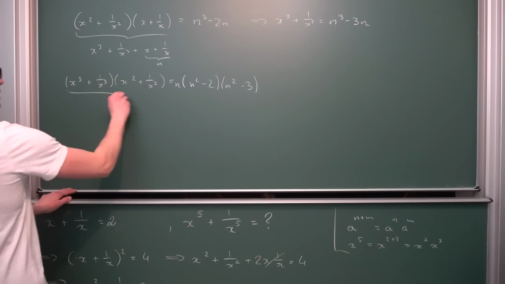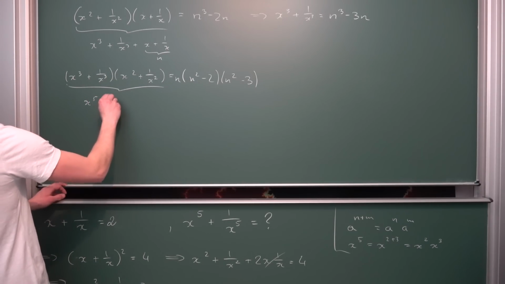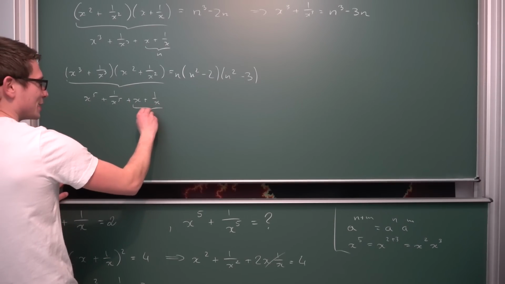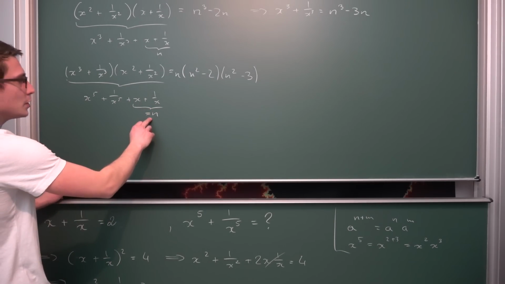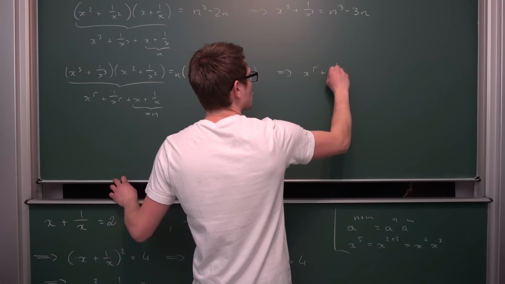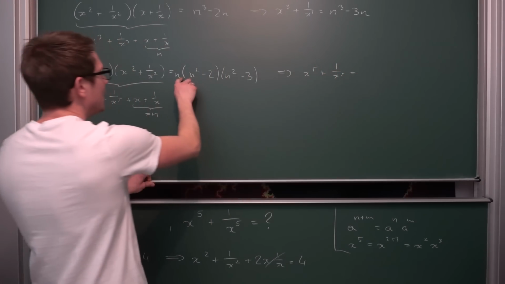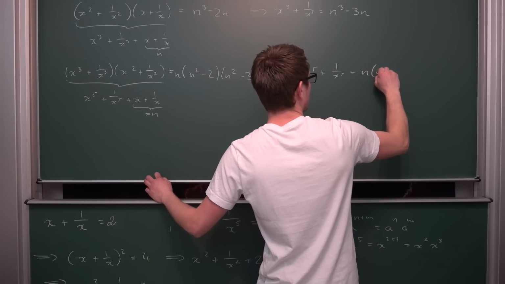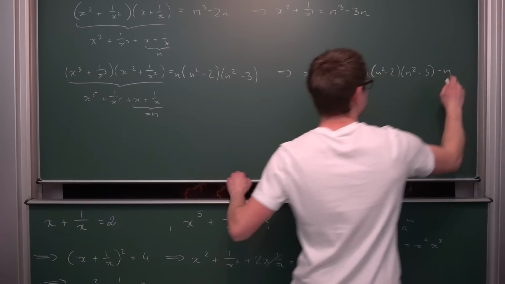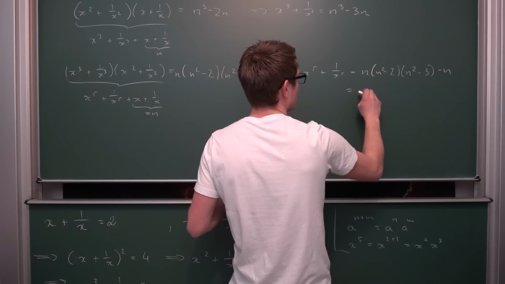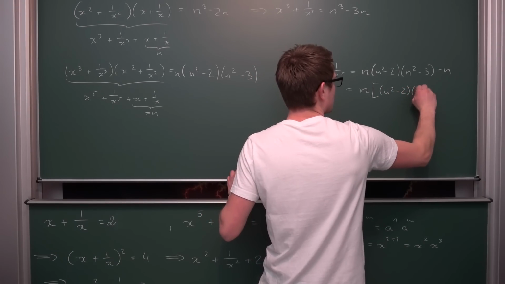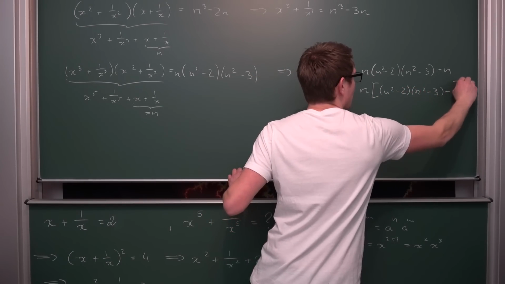And we also know what this right here is going to evaluate to, namely x to the 5th power plus 1 over x to the 5th power plus x plus 1 over x. And we know that this right here is once again equal to n. So if we were to subtract n on both sides, we are going to get that x to the 5th power plus 1 over x to the 5th power is n times n squared minus 2 times n squared minus 3 minus n. But we have n as a common factor, so the final formula in a generalized fashion is n times n squared minus 2 times n squared minus 3 minus 1.